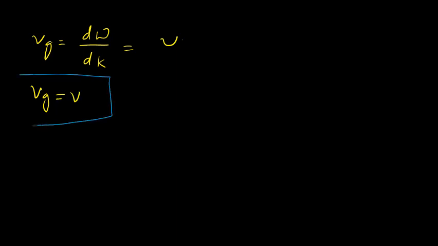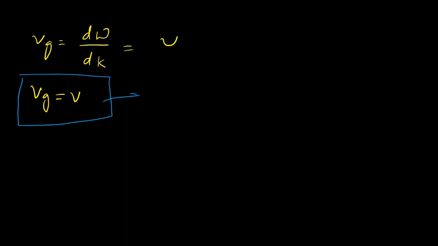So from here we will get that Vg, which is equal to d omega over dk, will be equal to v. That is, Vg will be equal to v. So this is an amazing equation. These are amazing results. What does this equation tell us?